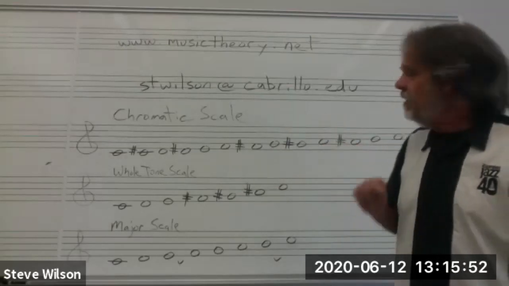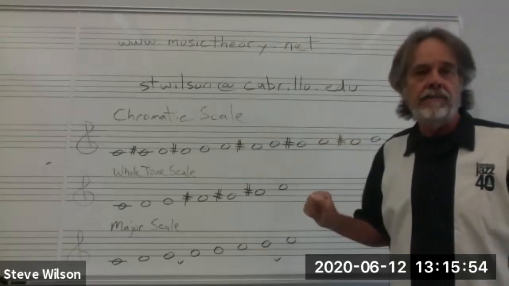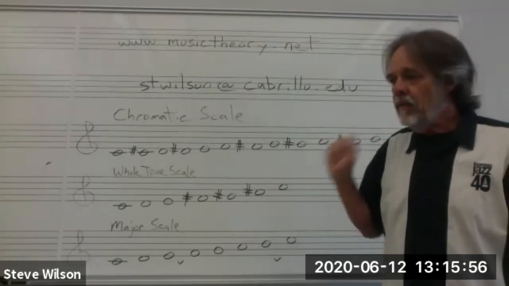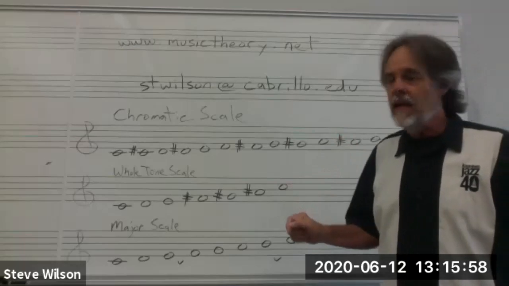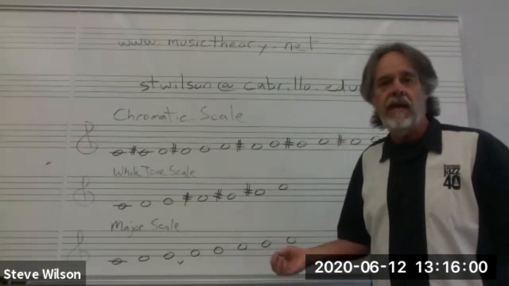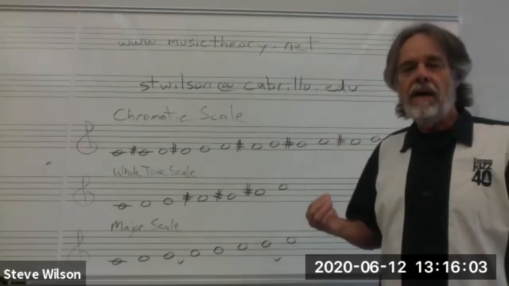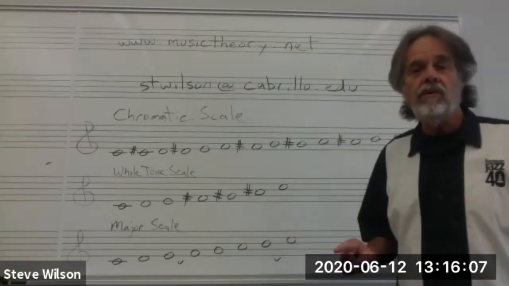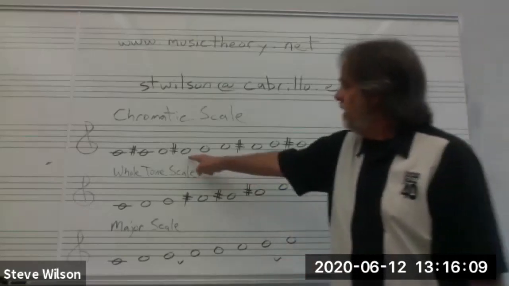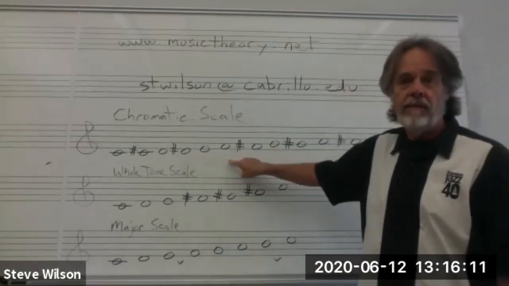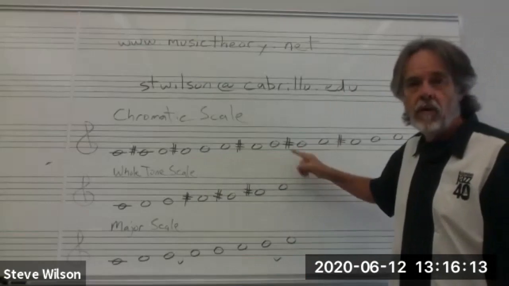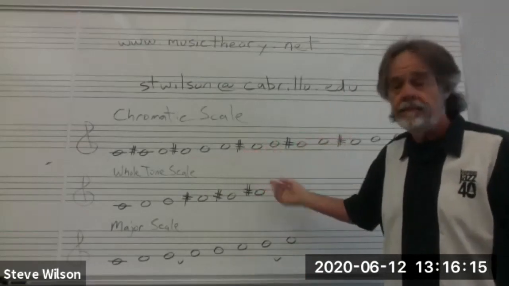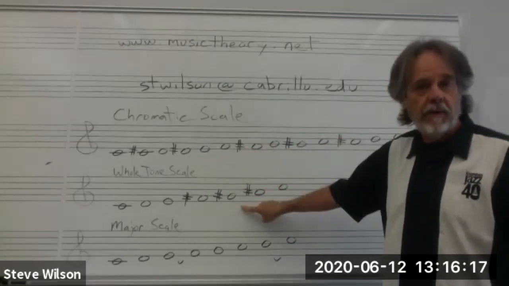Okay. Now here's a thing about both of these scales. The chromatic scale and the whole tone scale, they're very interesting and colorful sounding scales, but they don't have a sense of gravity to them. And that's because all of the notes are equal. In this particular case, all the notes are a half step apart, and therefore they're all the same. All the notes here are a whole step apart, so they're all the same.